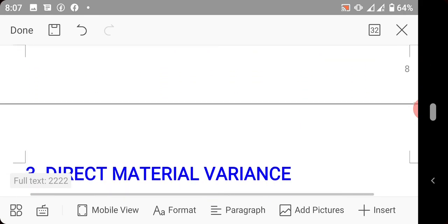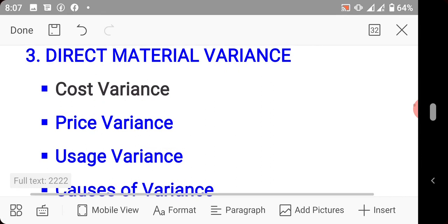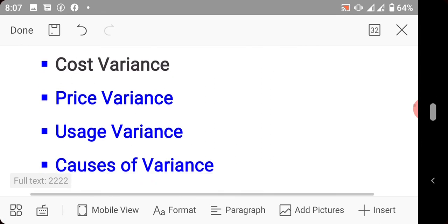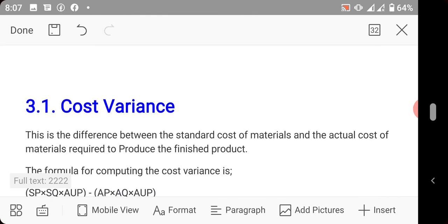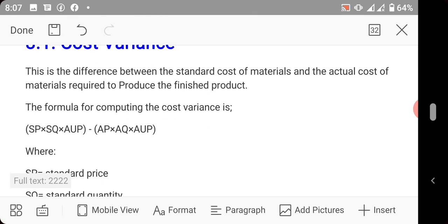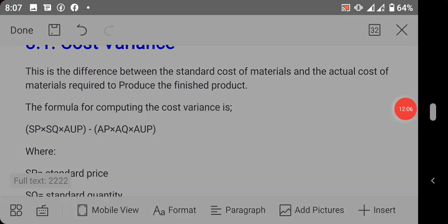So we'll move on to the next one: direct material variance. This is where we'll now start calculation. Now there are three things we're going to be looking at: cost variance, price variance, and usage variance. That is direct material price variance, direct material cost variance, direct material usage variance. So I will now be talking about it. This is the difference between the standard cost of materials and the actual cost of materials.